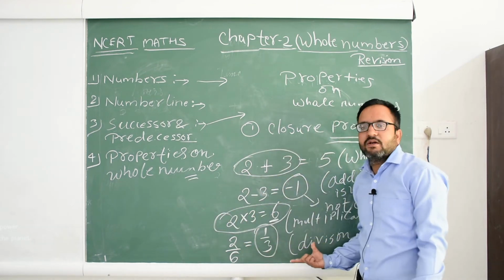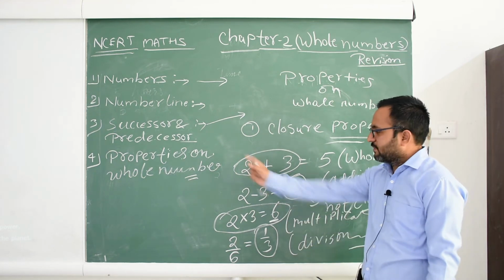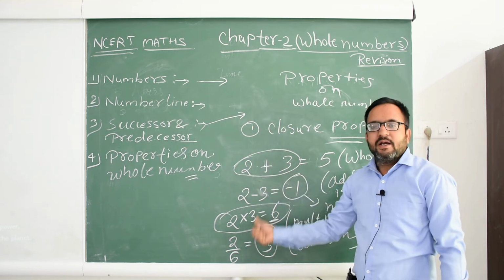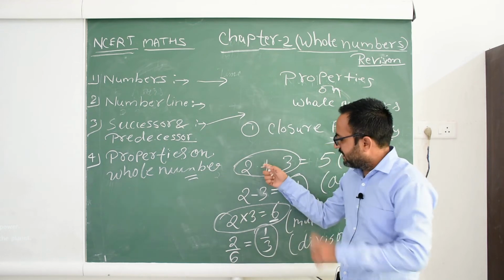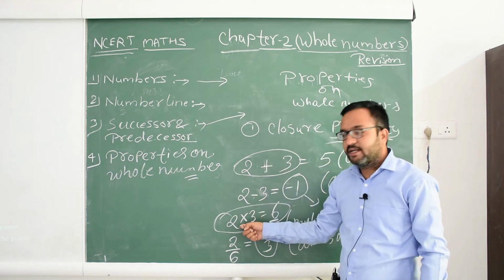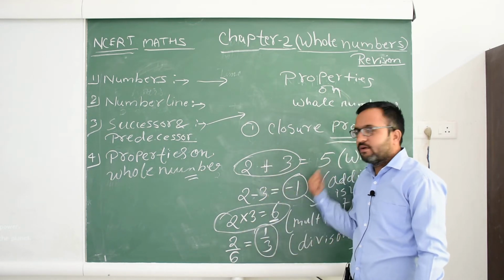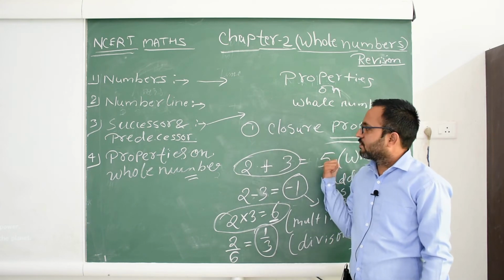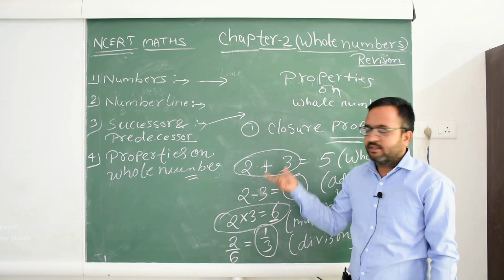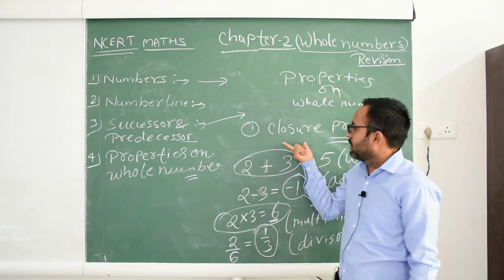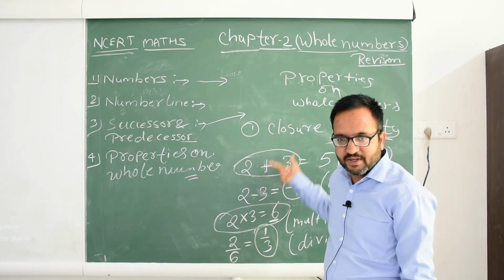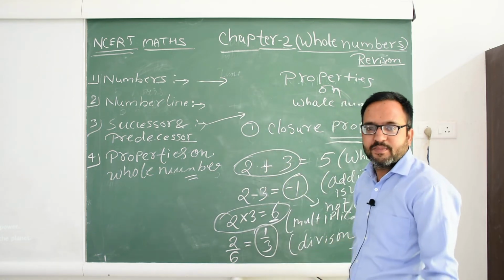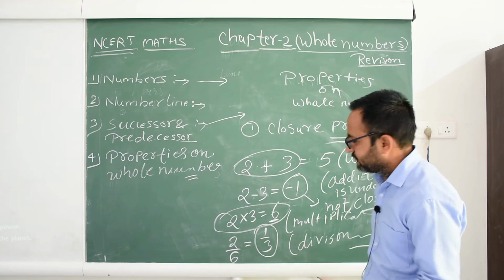Okay, so this is your closure property. That means if we take any two whole numbers and perform any type of operation, addition, subtraction, multiplication, division, and we get another whole number, then we call it closed. So this is your closure property on whole numbers.